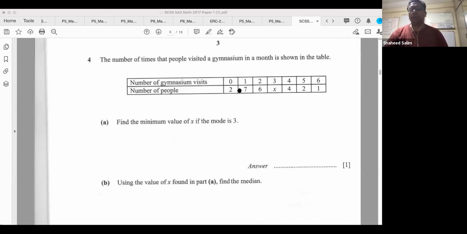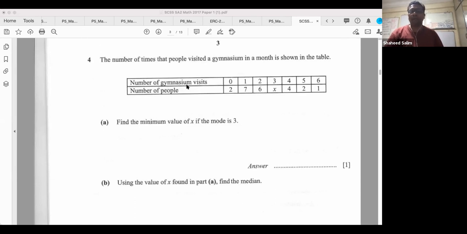Number of gymnasium visits, 0. Number of people, these are the number of people. Find the minimum value of X if the mode is 3. What's the meaning of mode? Highest frequency. That means the highest number of people visiting it. So this one must be more than how many? More than 7, because this is the mode one. So how many? It could be 8, or 9, but they ask you to find the minimum value.